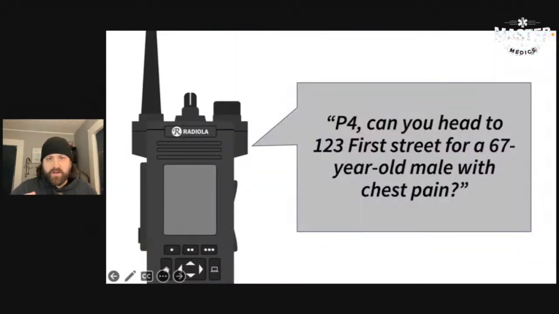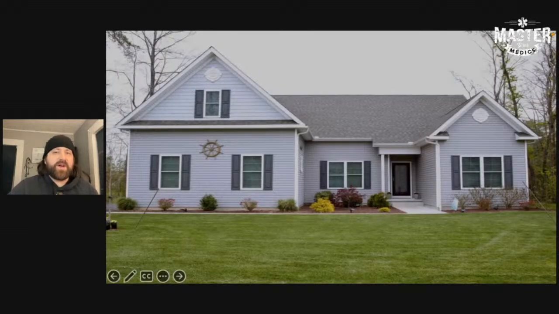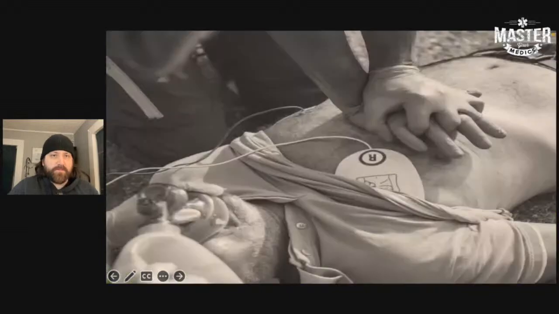So let's say you and your partner are sent to a private residence for a 67-year-old guy with chest pain. The fire department gets there before you, and they update that CPR is in progress. So you get on scene and you find the patient with CPR ongoing. Basically, he has been complaining of chest pain for the last 2 or 3 hours while at home with his wife. She tried to convince him to call 911 since the beginning, but he didn't really want to. He has a history of GERD and basically just thought it would go away. He thought it was his GERD, but it didn't, right?